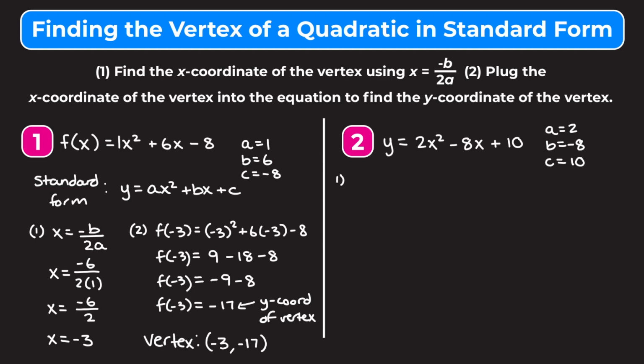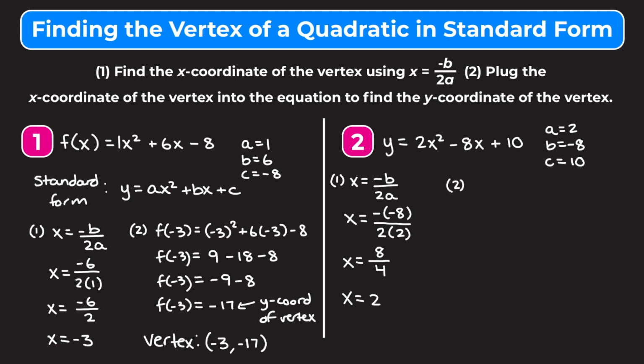Now we go to step 1, which is finding the x-coordinate of the vertex using x equals negative b over 2a. We know that b is negative 8, so we're going to have negative negative 8, because we have negative b over 2a. And then 2 times our a value of 2, and we simplify and evaluate this. Negative negative 8 is just positive 8. 2 times 2 is 4. And 8 over 4 is 2. So the x-coordinate of our vertex is 2.